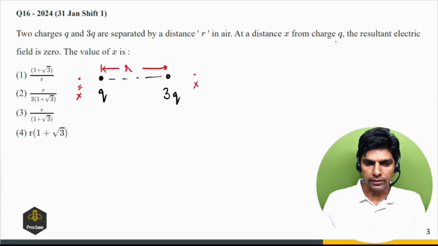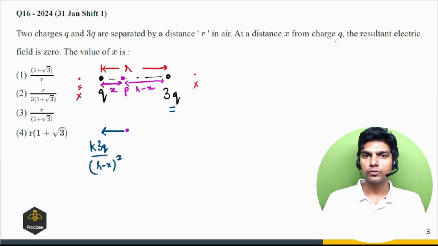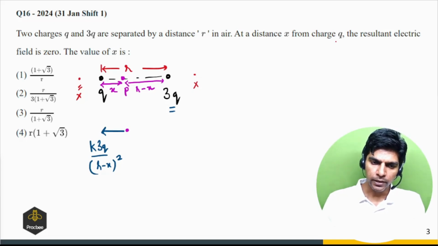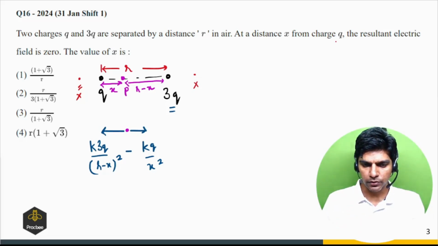So let us say this is the point P where the field is 0, and this distance is given as x. So this will be r minus x. At P there will be a field by 3q in the left direction, and that will be k 3q divided by (r minus x) square. That is the formula of electric field by a point charge. And due to the charge q, there will be a field in the right direction, and that will be kq by x square. Since the field at P is 0, these two values should be equal.